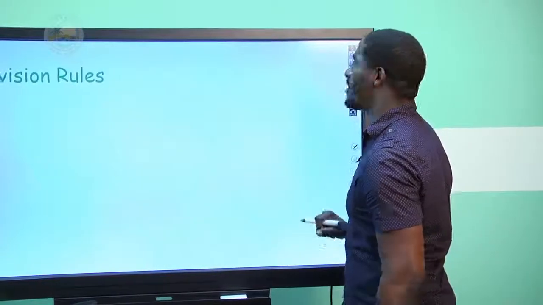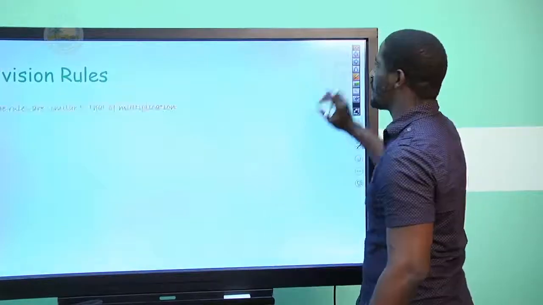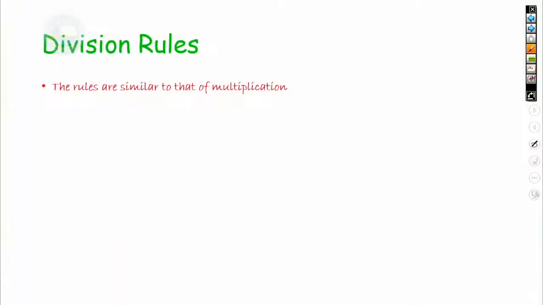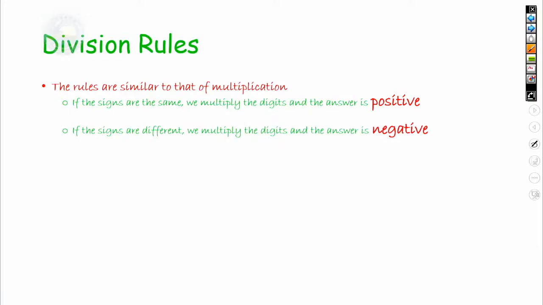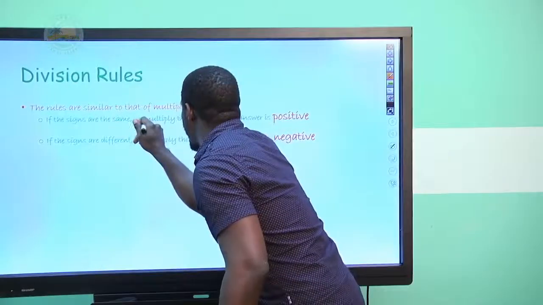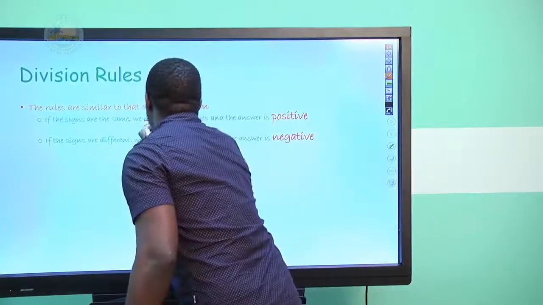Look here, division of integers. How do we divide our integers? The rules for dividing integers are similar to the rules for multiplying our integers. What are these rules for multiplying our integers? If the signs and the numbers are the same, we multiply the digits and the answer is positive. If the signs and the numbers are different, we multiply and the answer is negative. These rules are the same for division. So instead of writing multiply here, what we are going to write is divide.